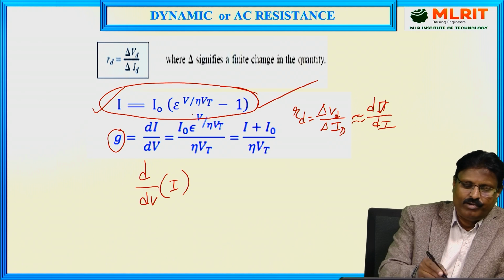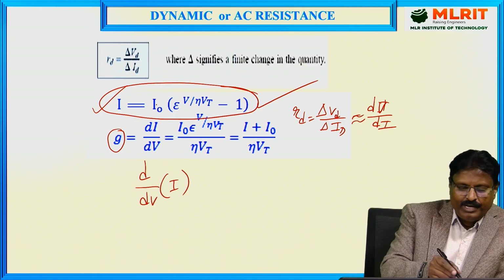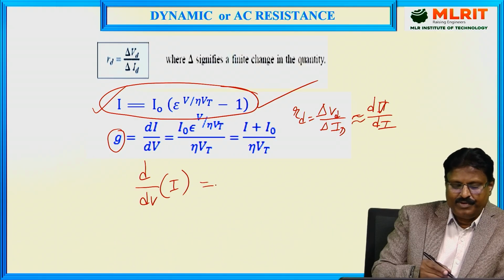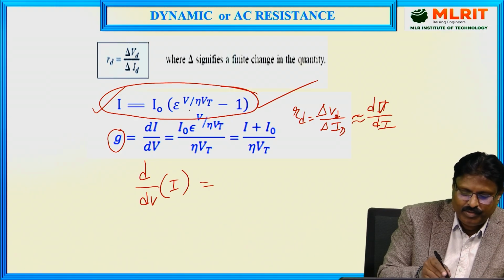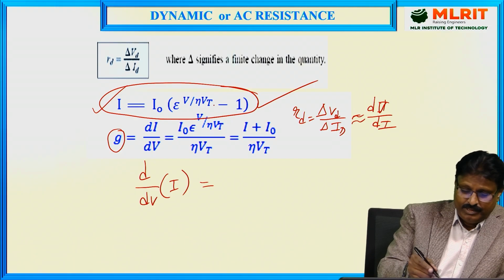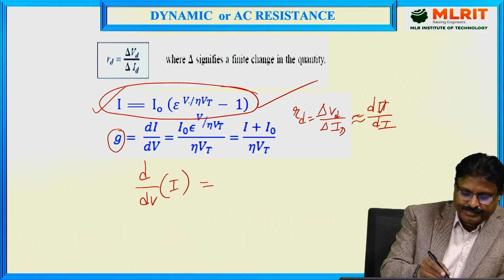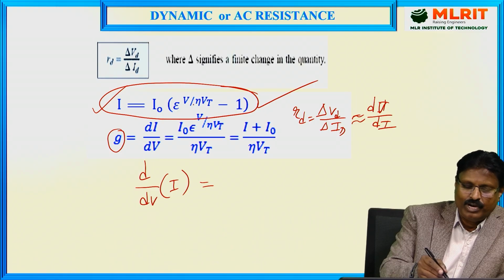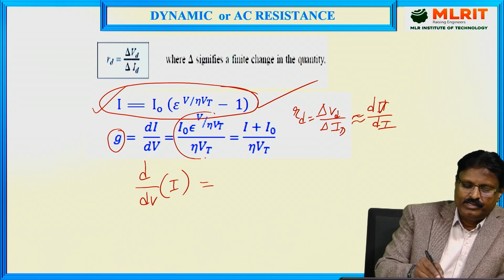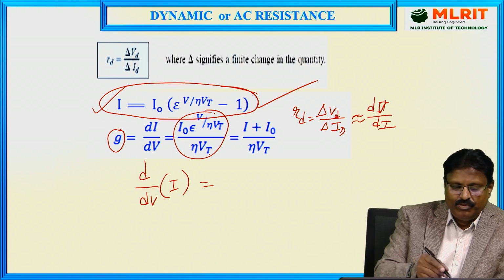I is equal to I naught e to the power of V by eta Vt minus 1. Here, if I go for the differentiation of I with respect to V, what happens? I naught is a constant, and e to the power of V by eta Vt, since we are differentiating with respect to V, gives a factor of 1 by eta Vt. So you will be getting the value I naught e to the power of V by eta Vt by eta Vt.